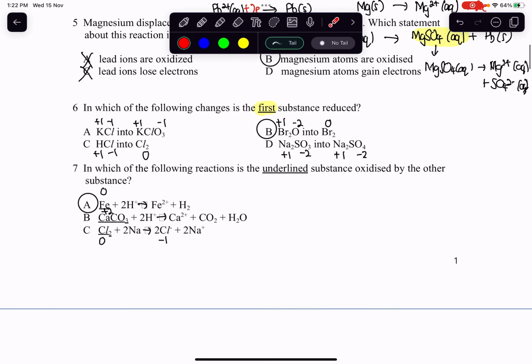Okay, question 6. In which of the following changes is the first substance reduced? Please keep in mind that when any word in a question is underlined or bolded, please be extra careful. In this case, first substance reduced, very simple. You just need to calculate the individual oxidation states for every single element. For A, you have KCl, so K+ and Cl-, and KClO3, so K+ and ClO3-.